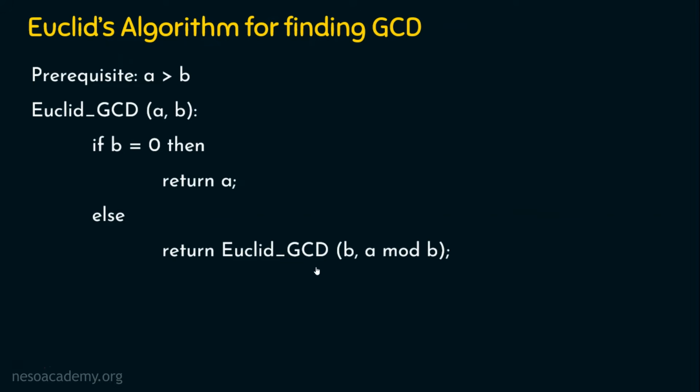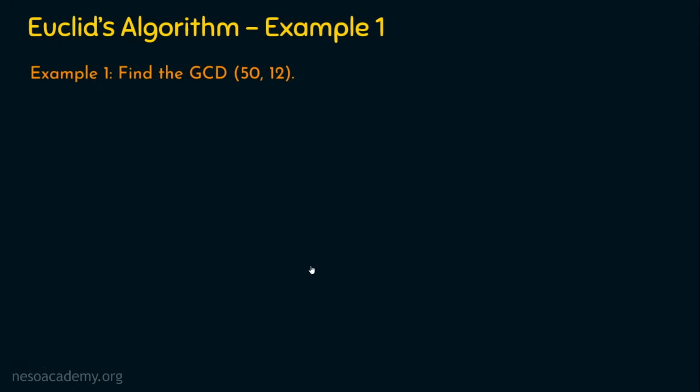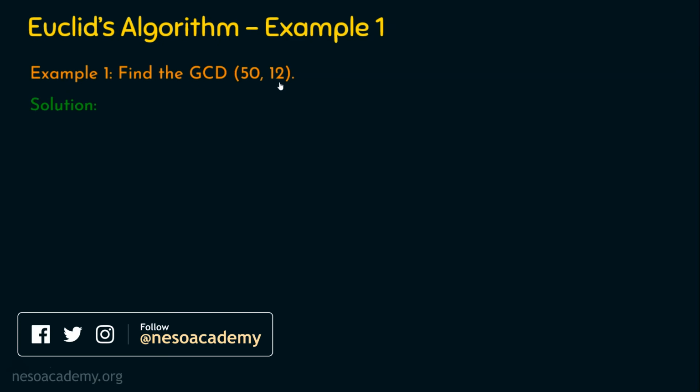Let's see example number 1. The question is, find the GCD of 50, 12. Here this is A and this is B, and A is greater than B. So let's solve this now. What is the given information? A is equal to 50 and B is equal to 12. We know the formula for finding the GCD: GCD of A comma B is equal to GCD of B comma A mod B. Here A is 50 and B is 12. We will just replace A and B with these values respectively.